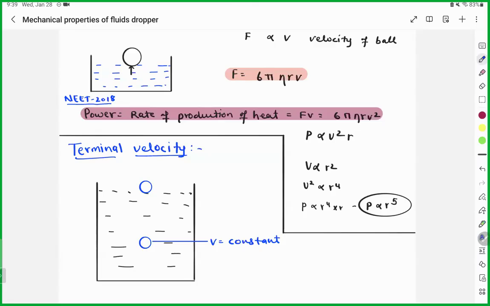Correct? It means upward force and downward force will be the same. That's why there is no net acceleration. Make sense, guys? Make sense?